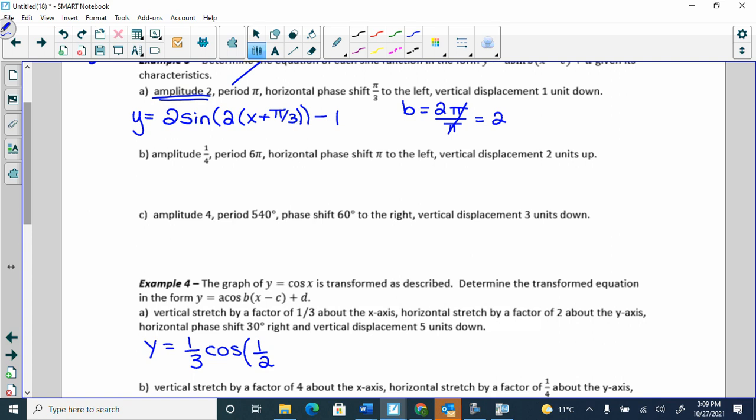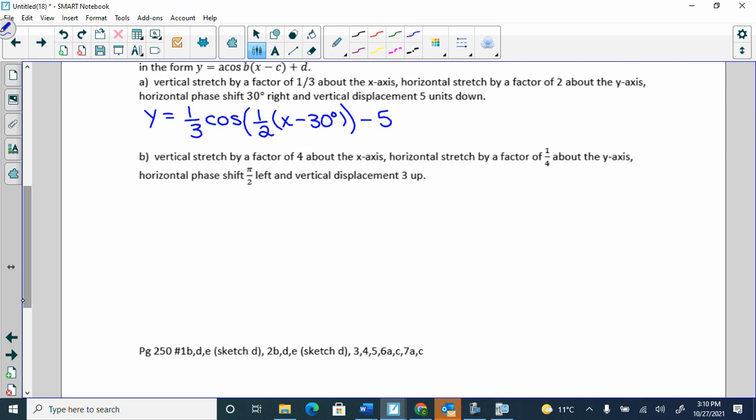Horizontal phase shift 30 degrees right. I'm going to take a bracket and I'm going to go x minus 30 degrees. That's the only way I can go right. Close bracket, close bracket. Vertical displacement 5 down. Minus 5. So it's just transformations. That's all that is. If you're good at transformations, those will be easy questions. If you're kind of still struggling, they're a little harder. Okay?